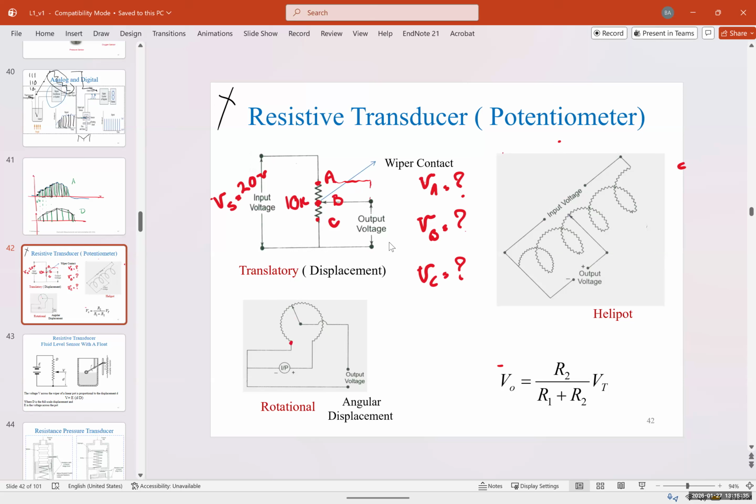And this could be the same for the rotational one as well. So imagine this is also 10K, and imagine this is in the middle, and this is A, B, C.